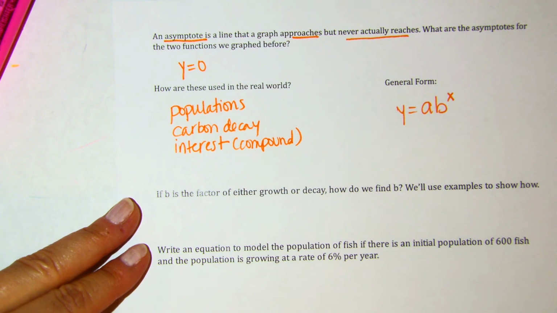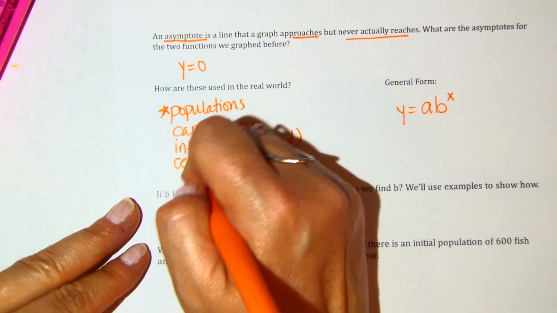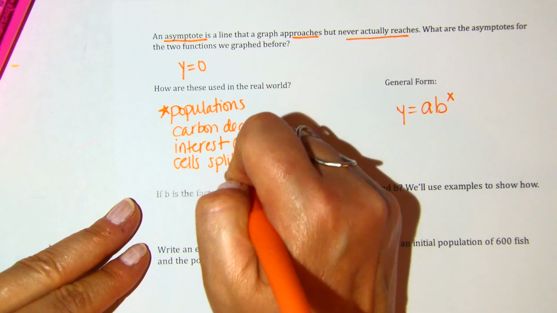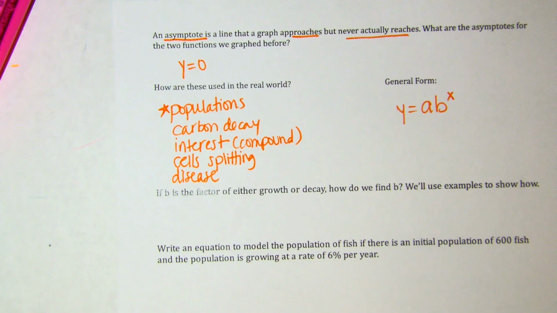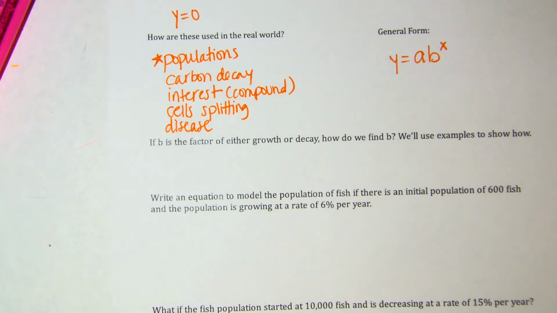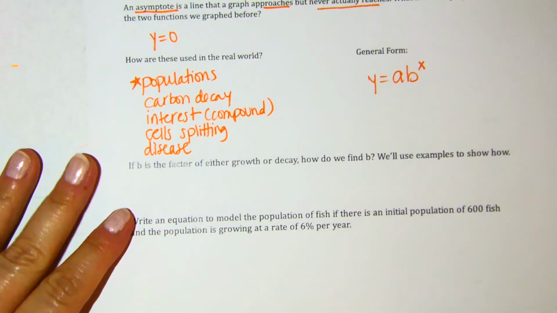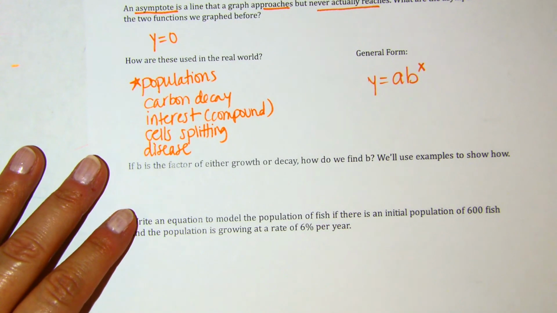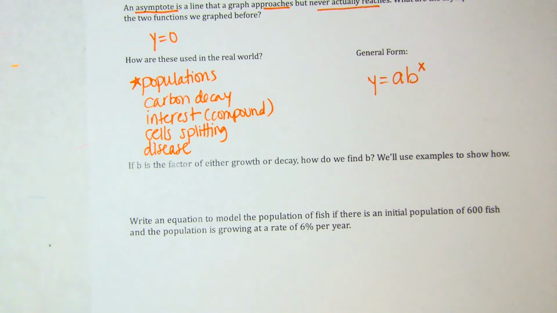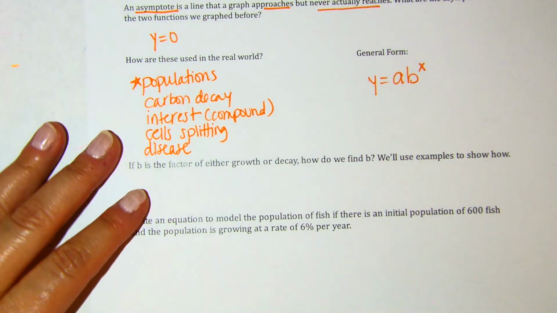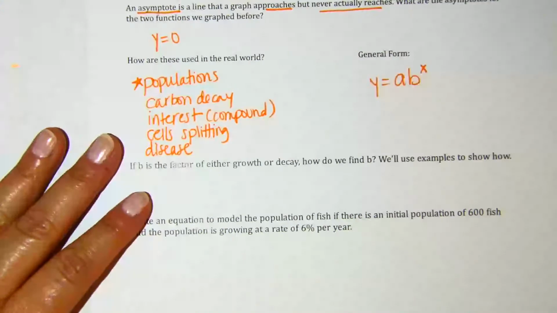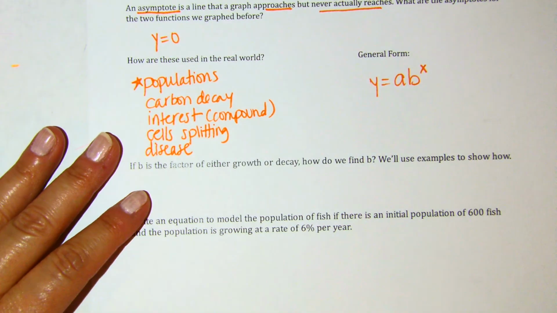There's a formula for that later that we can talk about. But usually it's some kind of population or cells splitting or disease. Those are usually modeled with exponential growth and decay. I don't know if you guys remember at the beginning of the pandemic, they talked about the exponential growth of the virus, because if you have it and you're around somebody, then those people are around other people, and those people are around other people. It becomes this exponential growth. So COVID is a great example of something that can be modeled with exponential growth.